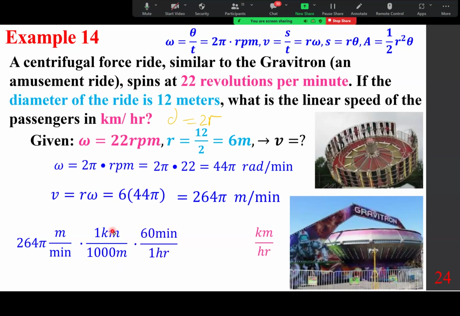1 hour is 60 minutes. So 60 minutes over 1 hour, or 1 hour over 60 minutes. Which one? 1 hour over 60 minutes. You want the hour at the bottom. So now notice what happens.